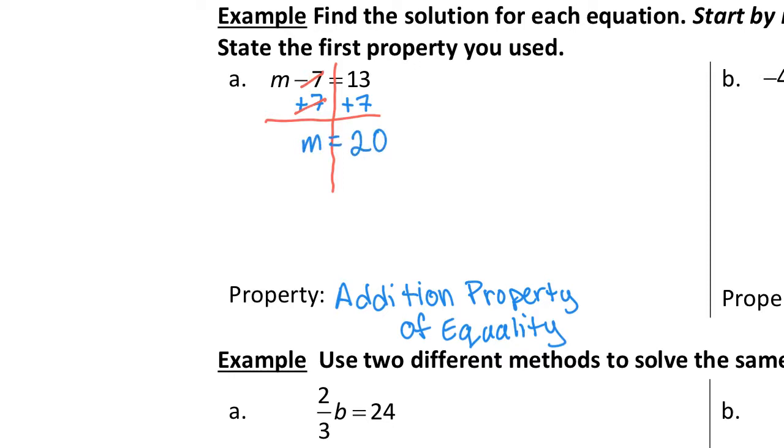Never forget, though, we always want to check that our answer is correct. So to check, we're going to take our original equation and substitute the 20 for the m. So 20 minus 7 equals 13. And does that check? Yes, 13 does equal 13. That checks out.